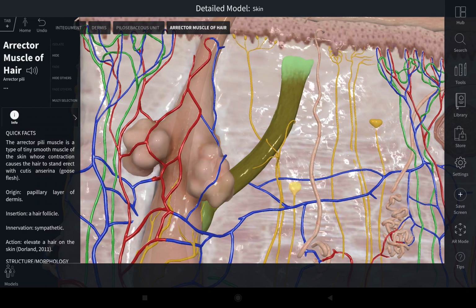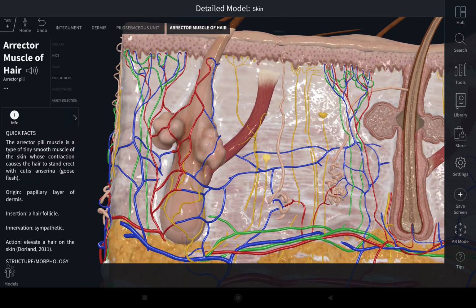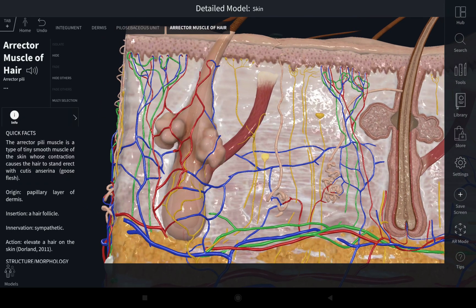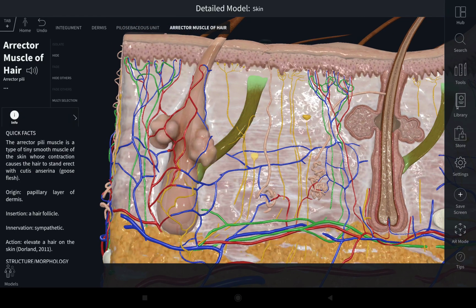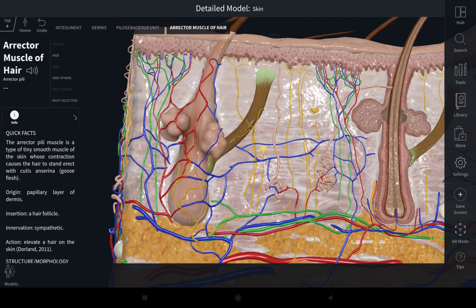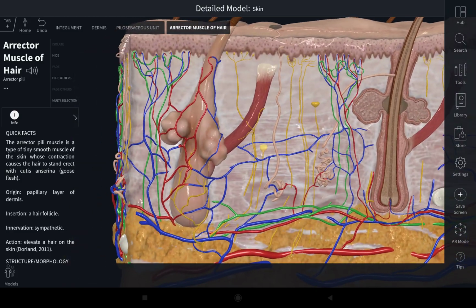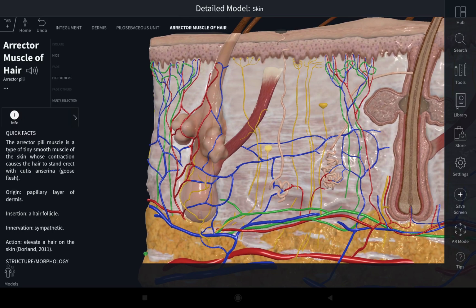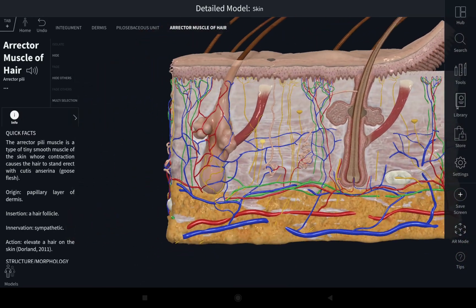The arrector pili muscle is a type of tiny smooth muscle of the skin whose contraction causes the hair to stand erect with cutis anserina or goose flesh. Origin of the arrector pili muscle: papillary layer of the dermis. So the arrector pili muscle arises from the papillary layer of dermis and inserts in a hair follicle. Innervation: it is innervated mainly by sympathetic nerve. It elevates a hair on the skin.